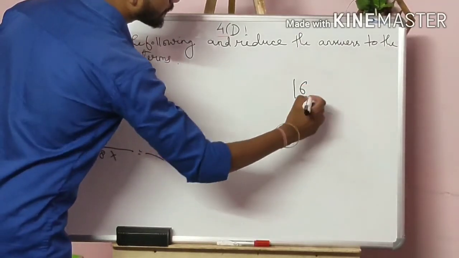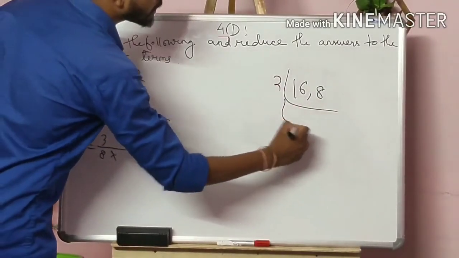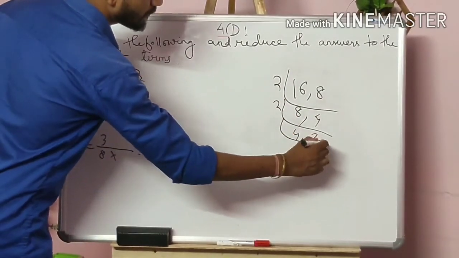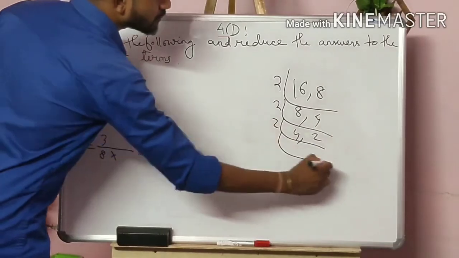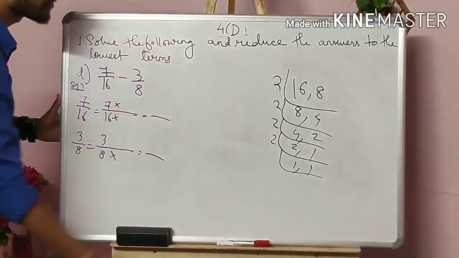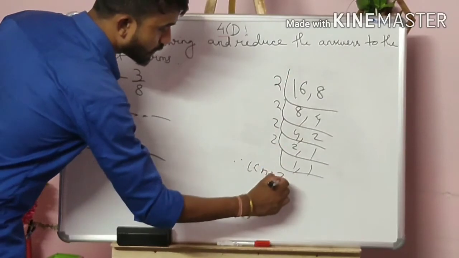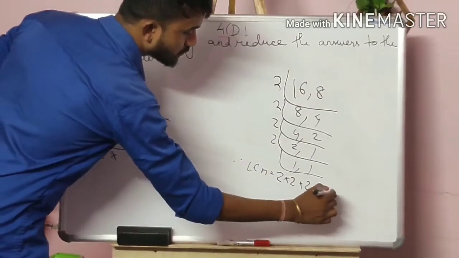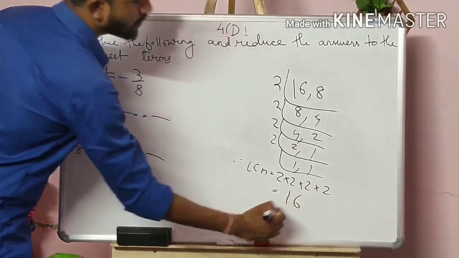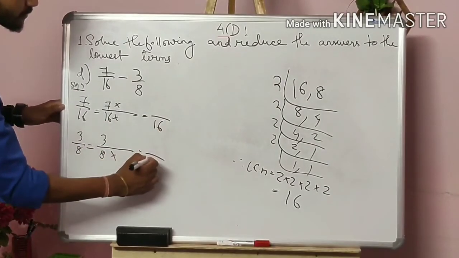So for 16 and 8 we are going to find the LCM. You see that in the first step, 2 8s are 16. Again 2 4s are 8. Again 2 4s are 8. 2 2s are 4. So again it will be divided by 2. 2 2s are 4 and 2 1s are 2. Again it will be divided by 2. 2 1s are 2 and 2 1s are 2. So how much have you got as the LCM? It is 2 into 2 into 2 into 2. So 2 2s are 4, 4 2s are 8, and 8 2s are 16. So the LCM is 16. Okay, so we are going to write 16 here also and 16 here also.